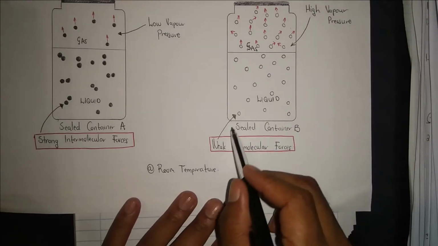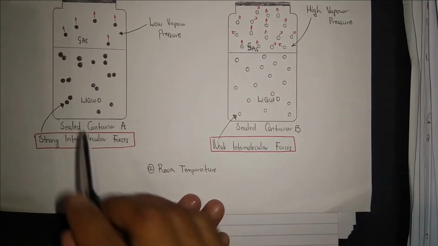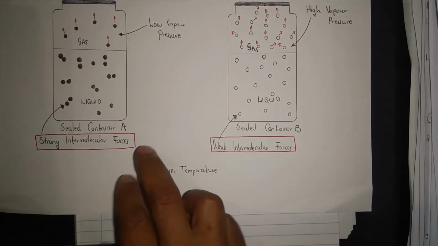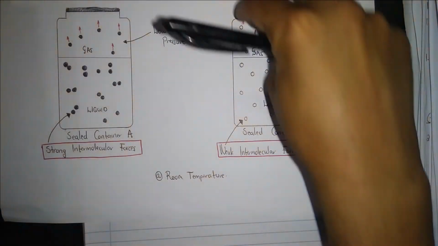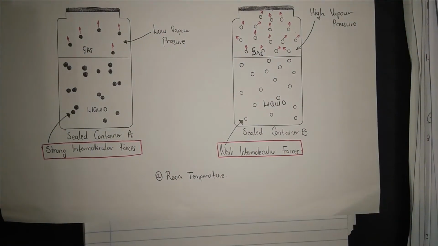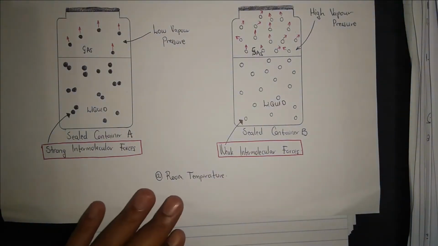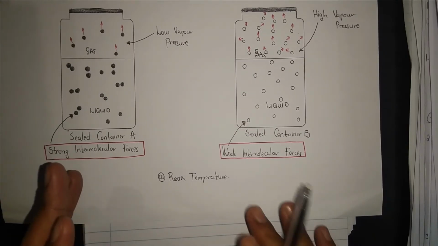And then container B, a sealed one. Remember this one is sealed too. In order to have vapor pressure, you need to seal your container. Even if your container is not sealed, you still have vapor pressure, but for us it's best to seal these containers in order to measure or understand vapor pressure.